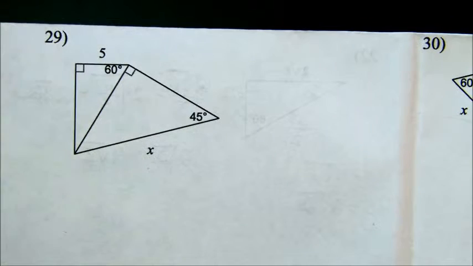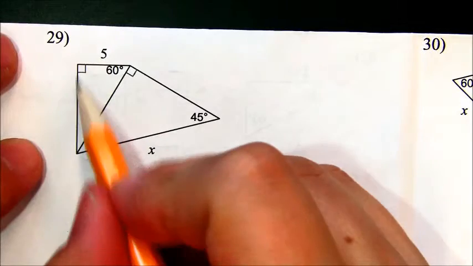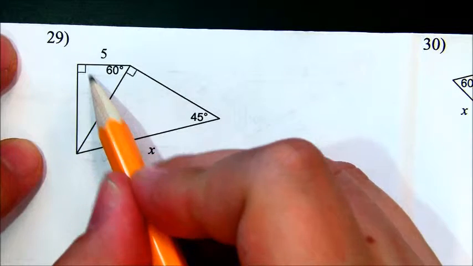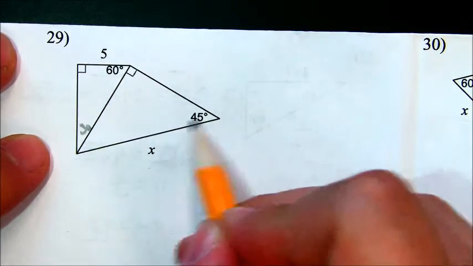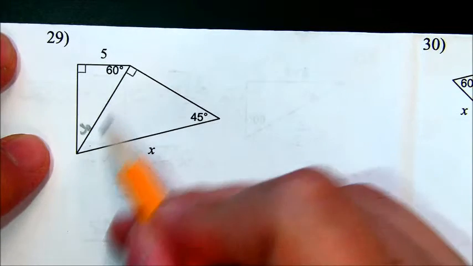Let's look at some more complicated examples of how we can use what we know about special right triangles to find the lengths of some of these sides here. So look at number 29 here. We've got two triangles stuck together, basically. One of them, this one up here, is a 30, 60, 90 triangle. The other one over here is going to be a 45, 45, 90 triangle.